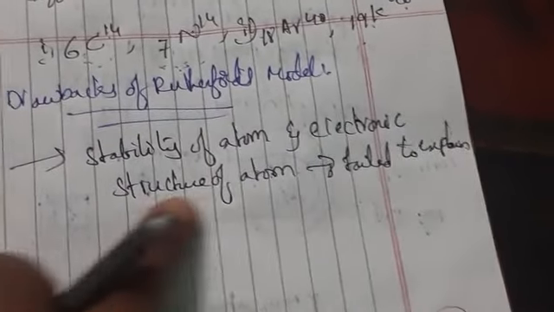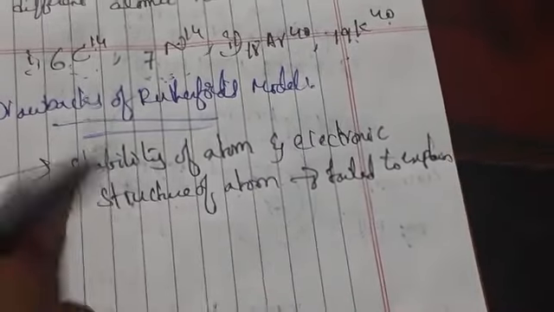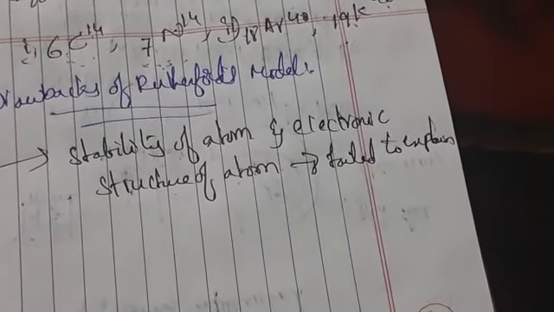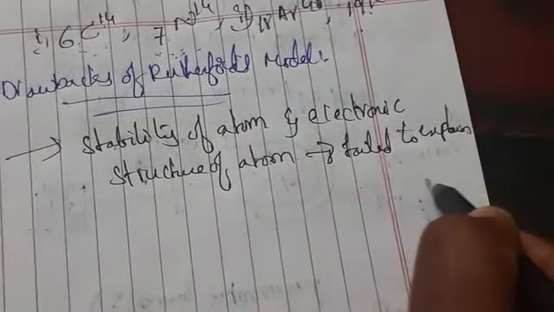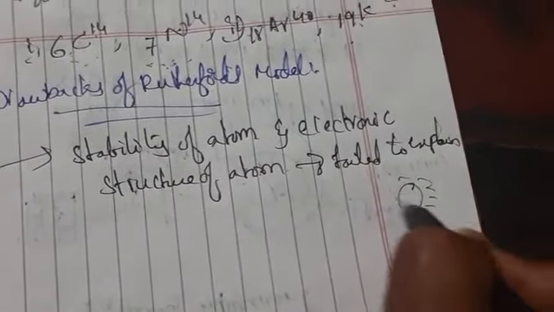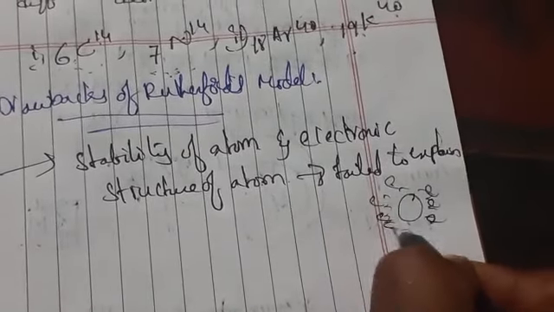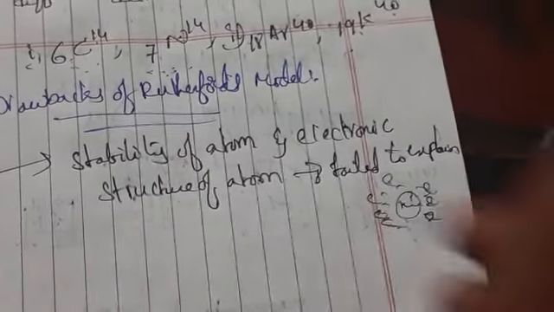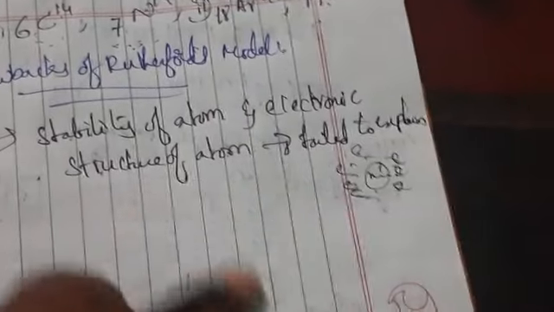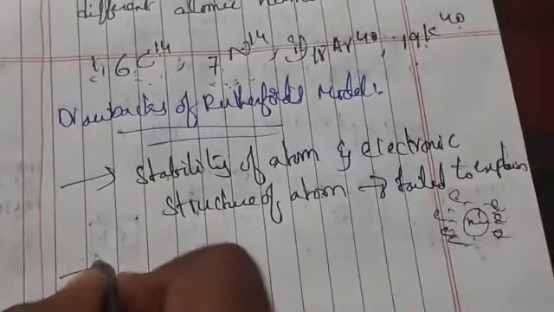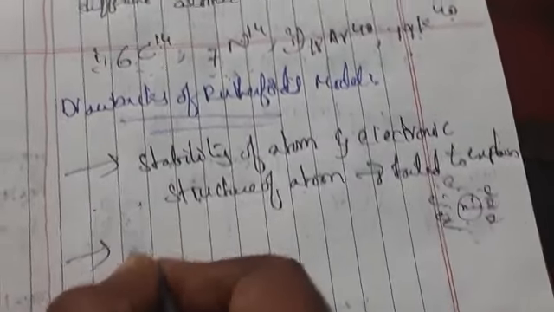When an electron revolves around the nucleus, it is continuously accelerating towards the nucleus. Yes or no? I have told you electrons are revolving continuously around the nucleus, which means it is accelerating, moving continuously towards the nucleus. Only that he had told. So this is one of the drawbacks here.